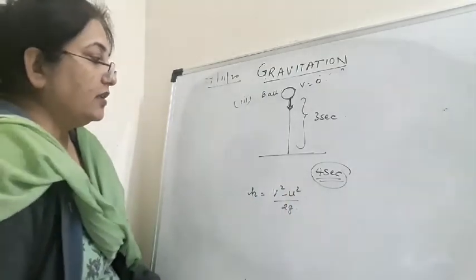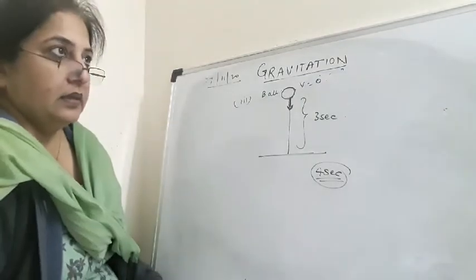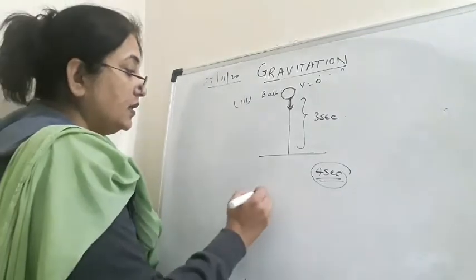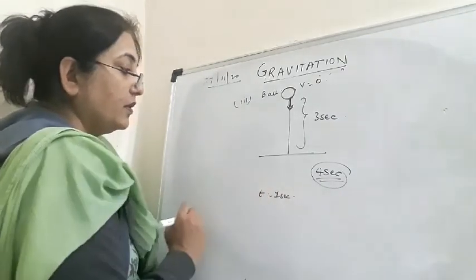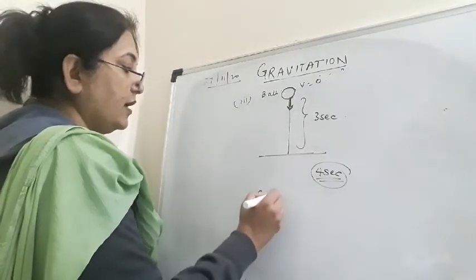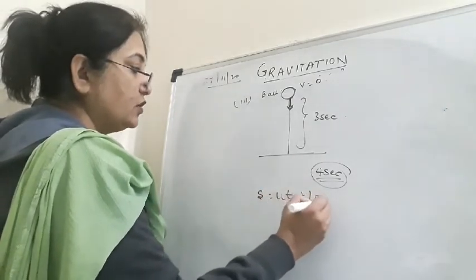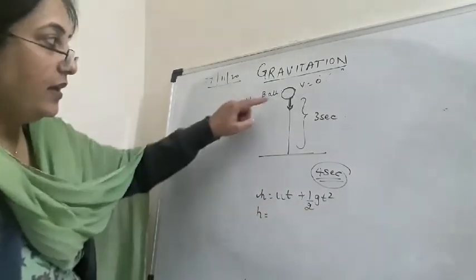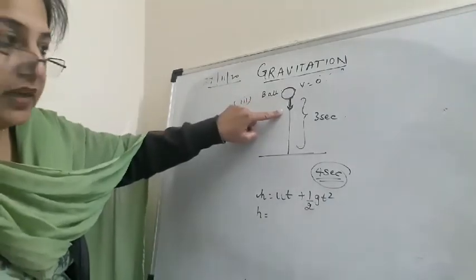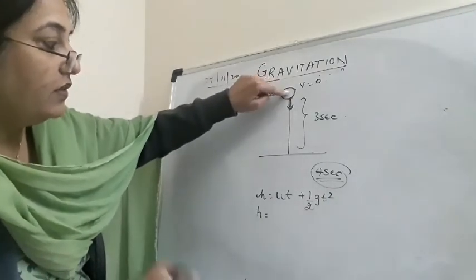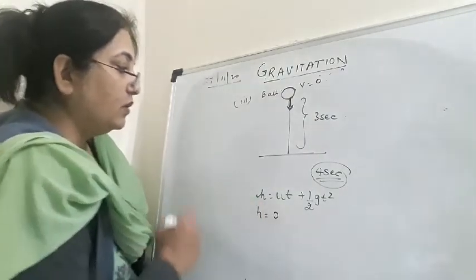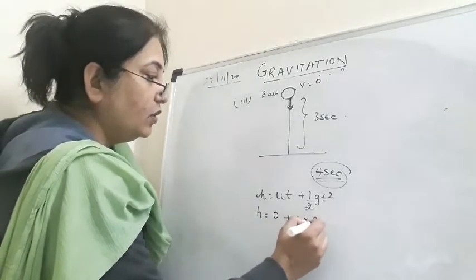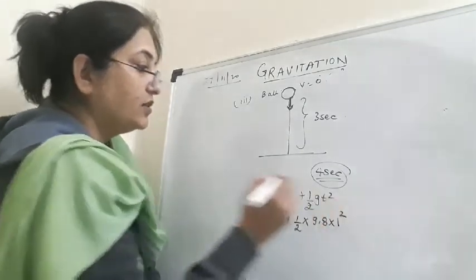No, let us not take this equation. We have to take the height we want, right? So we will take the second equation because time has to be taken as 1 second. Fine. So you know the second equation is s is equal to ut plus half gt square. That is h here. Now when it is coming down, the initial velocity of the ball from here will be 0. So h is equal to 0 t. Did you follow? Plus half into 9.8 into 1 square.